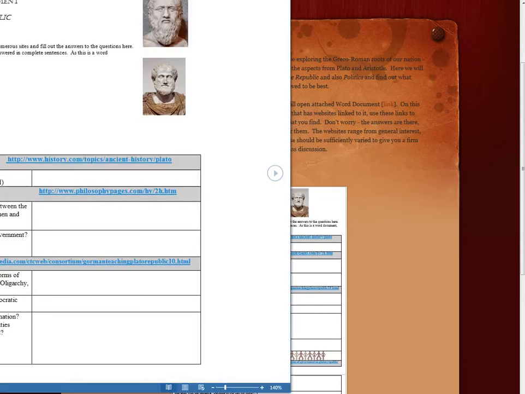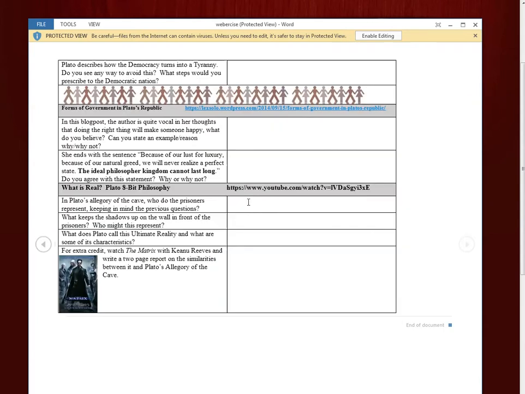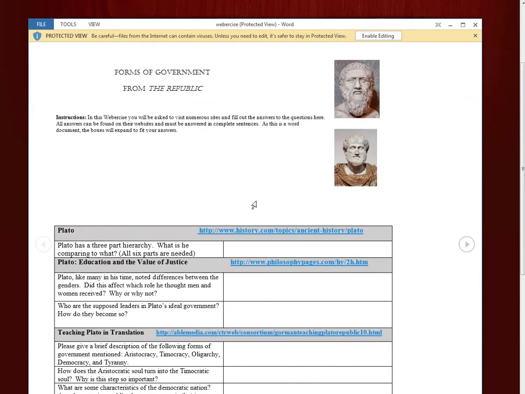So see, it already comes up, and you can see what it is. Each section has a source, so that you click on the source and find the answers to the questions. So Plato has a three-part hierarchy. What is he comparing to what? Plato in his time noted differences between the genders. Did this affect his role? Which role he thought men and women received? Why or why not? And these are the simpler answers.